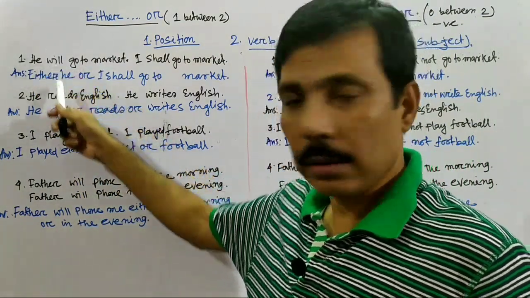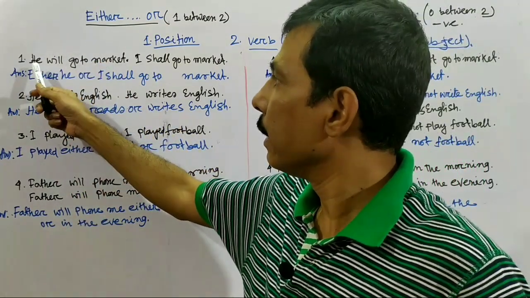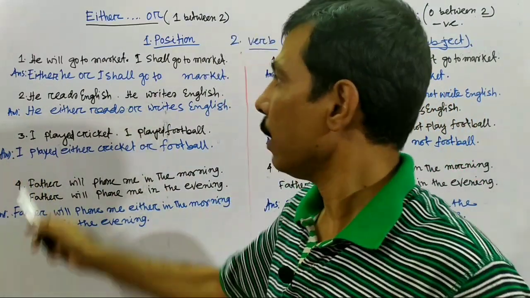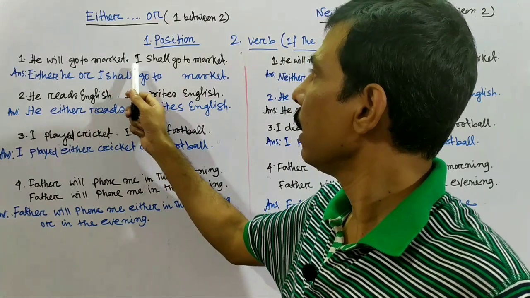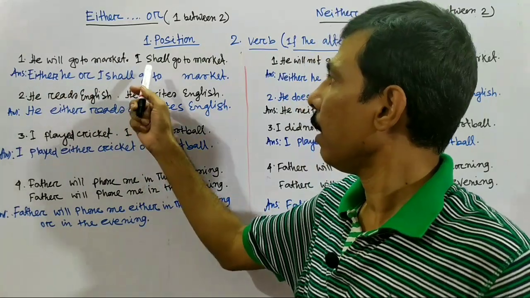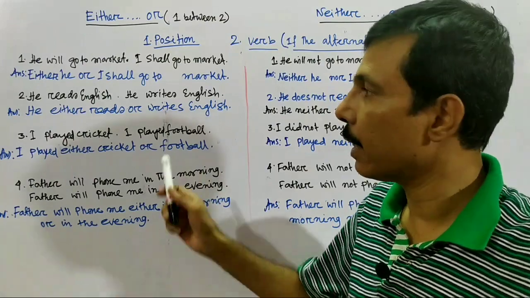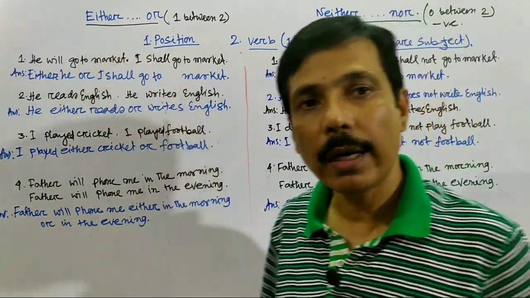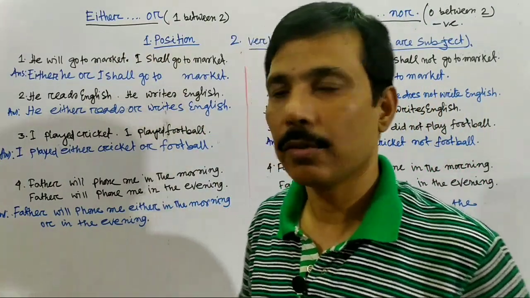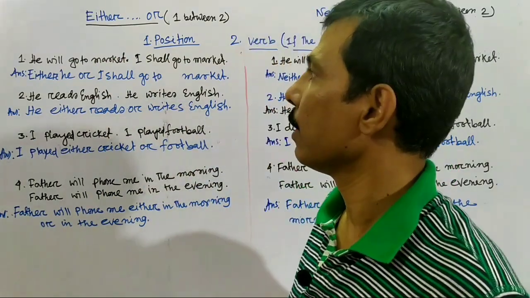Here I have taken some examples. If you are asked to join with either or, there will be two sentences. First sentence: He will go to market. I shall go to market. This is the question. You have to use either or to join these sentences. Either or, neither nor are called alternative conjunctions, and they form a compound sentence.